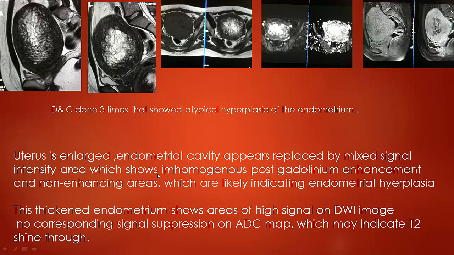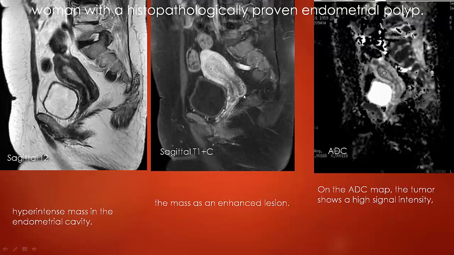The second image of the endometrium shows areas of high signal in diffusion weighted, with no corresponding signal suppression in the ADC map, which may indicate T2 shine through.